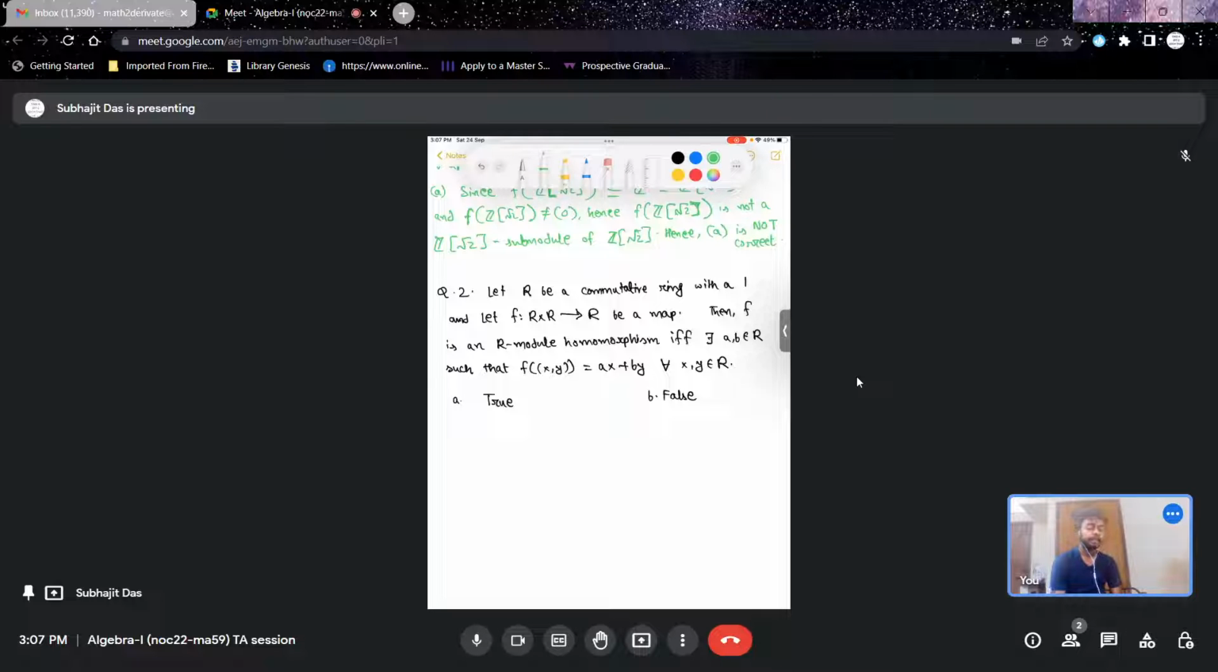When we say that F is an R module homomorphism, this means that we are endowing R cross R with its usual R module structure, and R is also, as we know, an R module over itself. So R cross R and R are both called free modules over R. That is, modules which admit a basis over the base ring.